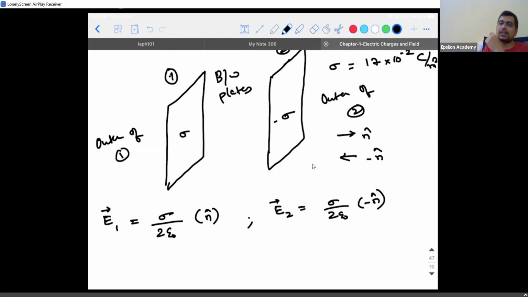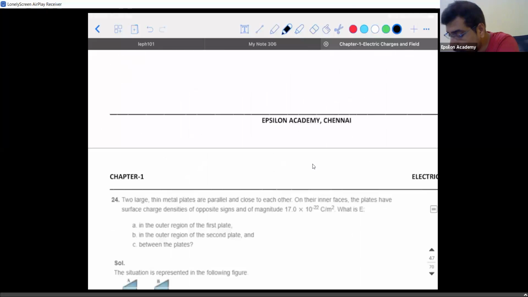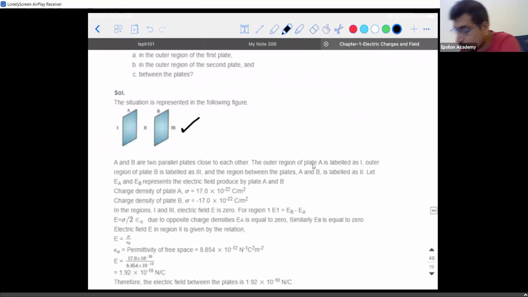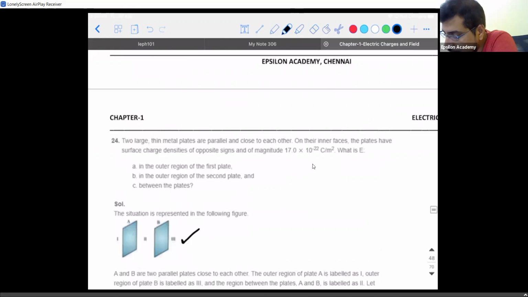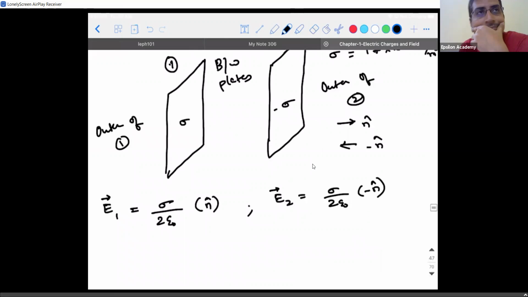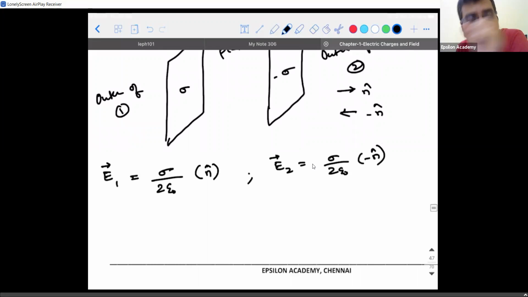Right. Now tell me one thing, what is going to be the net electric field on the outer part of the first surface? This is the case. How much will it be, guys? Sigma by 2. It will be 0.